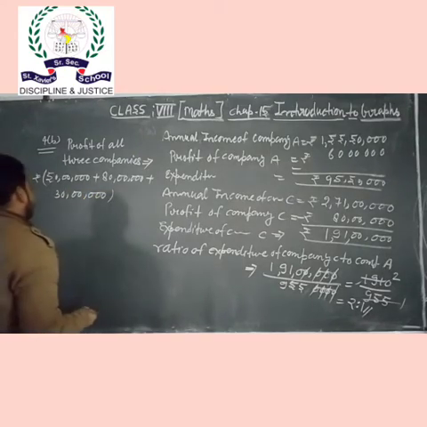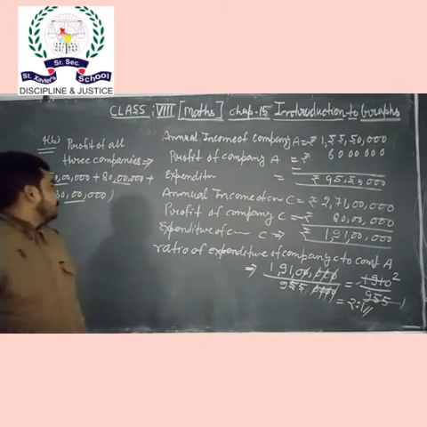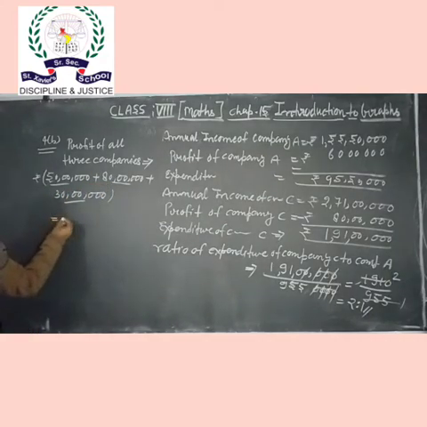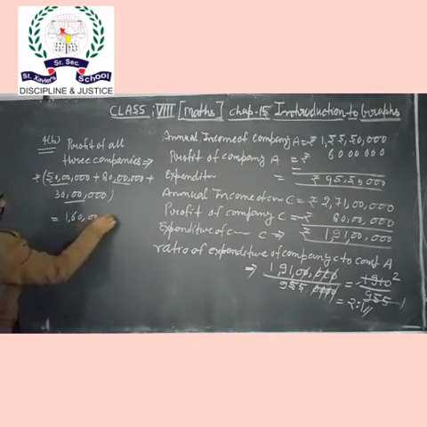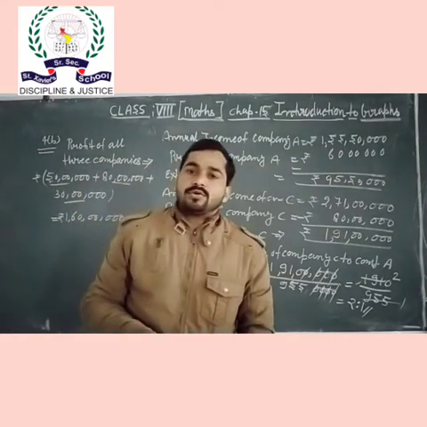These are the total profits of A, B and C. Then add: 5, 8, 13, 3, 16, 0, then 30. That is 1 crore 60 lakh. This is the total profit of all three companies: 1 crore 60 lakh.